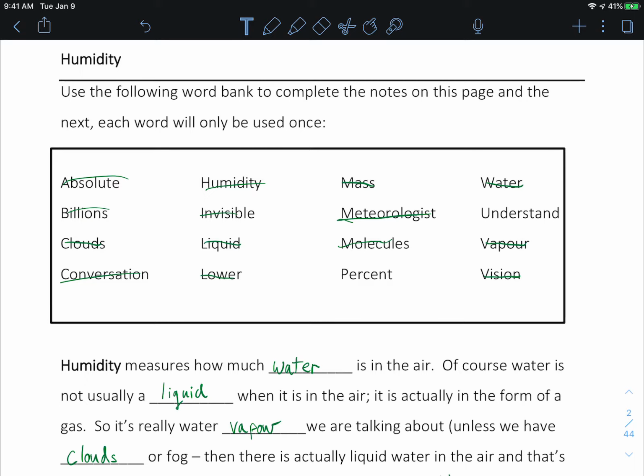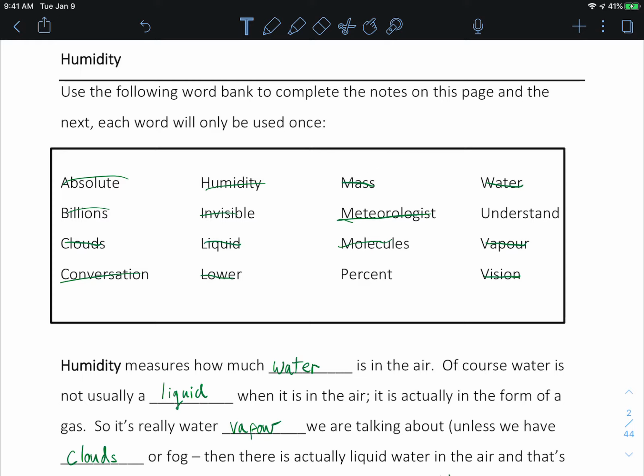Hello everyone, today we're going to be reading about humidity. So humidity is the measure of water in the air. Now, of course, we're talking about water that's normally a liquid, but in the air it's not. In the air we're thinking about water as a gas.